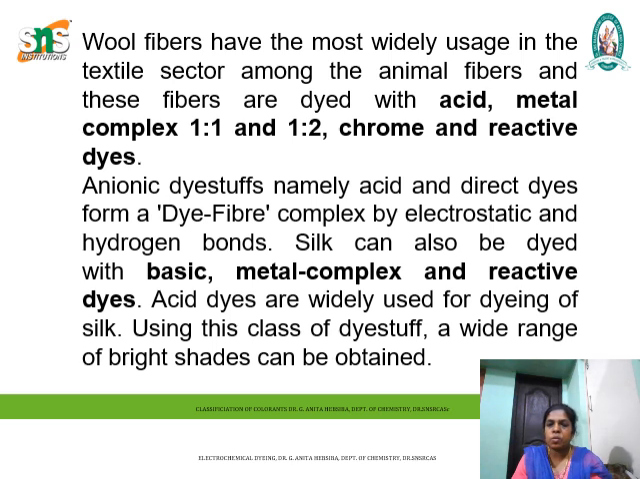Wool fibers have the most widely used in the textile sector among the animal fibers, and these fibers are dyed especially with acid, metal complex 1:1, 1:2, chrome and reactive dyes. Not all dyes can be used for dyeing wool. Anionic dyestuffs, namely acid and direct dyes, form a dye-fiber complex by electrostatic and hydrogen bonds. Silk can also be dyed with basic dyes, metal complex dyes, and reactive dyes. Acid dyes are widely used for dyeing of silk. Using this class of dyestuff, a wide range of bright shades can be obtained.